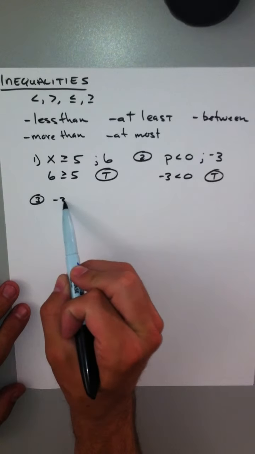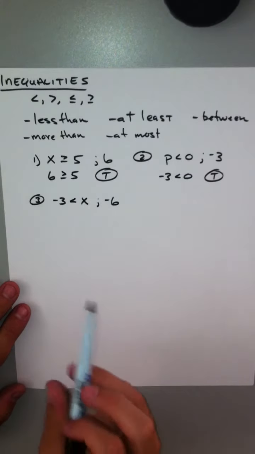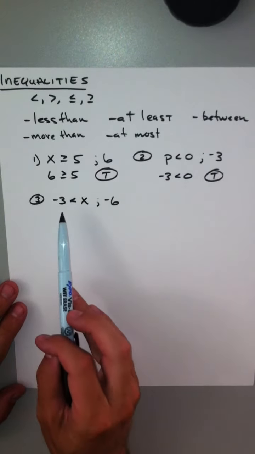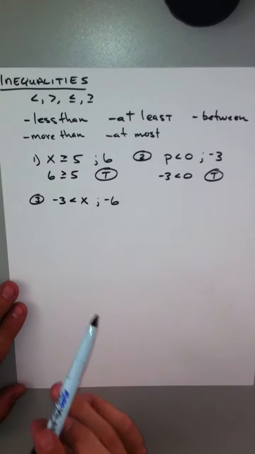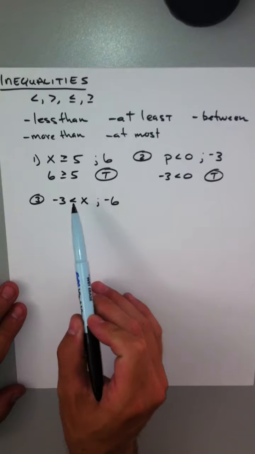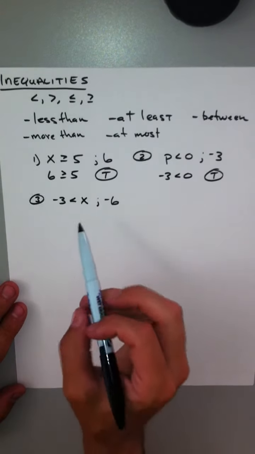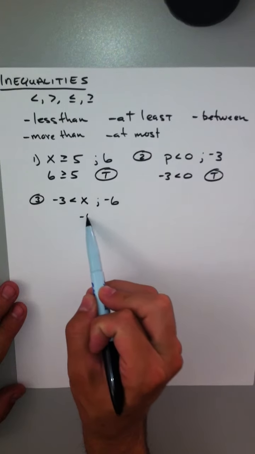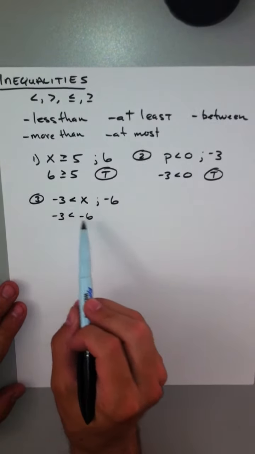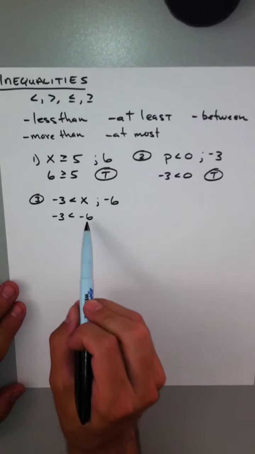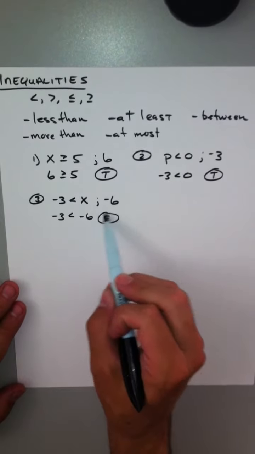But what if I put the variable on the other side? So something like this. Now what a lot of people will do is they'll read it like this: -3 is less than x. But what you should do is read it x is greater than -3. And that'll help you determine whether or not this is true or false. So let's say I plug in this -6. Is -3 less than -6? Or you could say is -6 greater than -3? Nope, it's not. It's false.